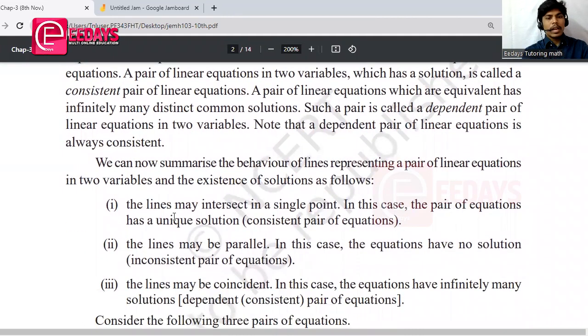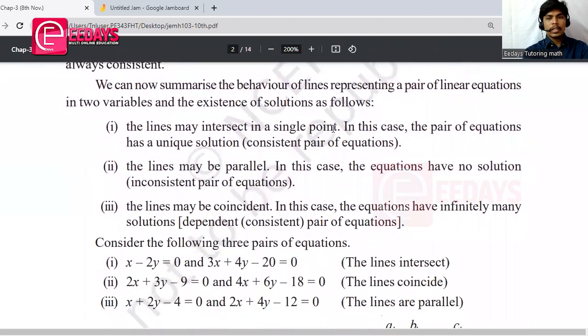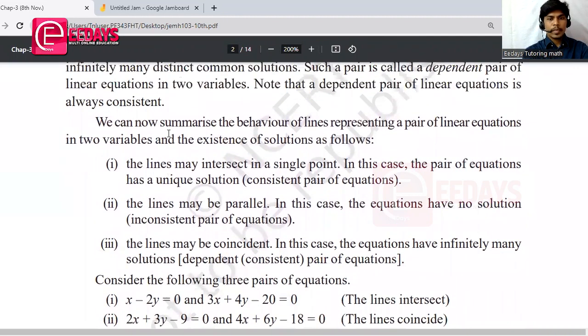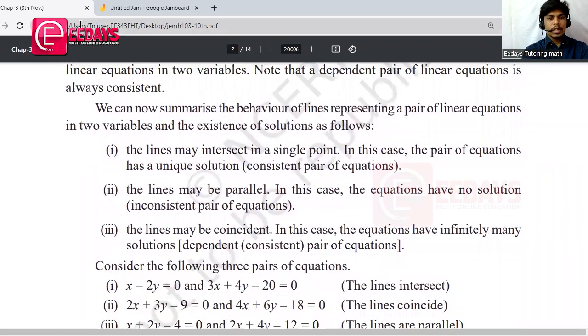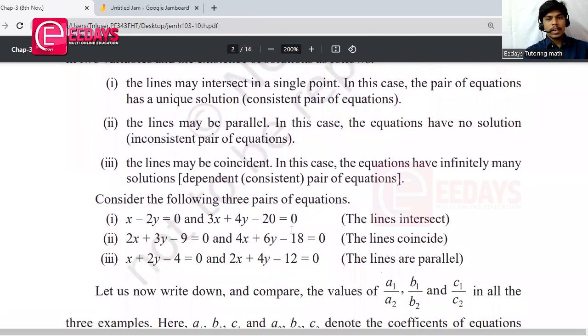Once again, lines may intersect in a single point. In that case, we call the pair of linear equations as having a unique solution. These three points are important. A line may intersect at a single point, and we call this a unique solution. If the lines are parallel, in this case they have no solution. Lines may also be coincident.